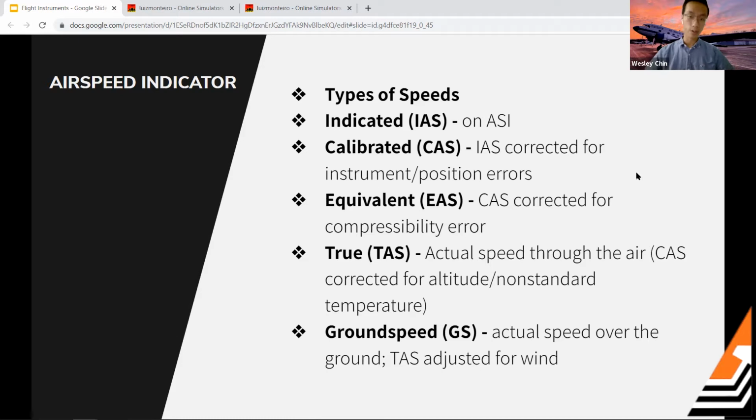The third one, not really too important for us, but it does exist: equivalent airspeed. Equivalent airspeed is calibrated airspeed.